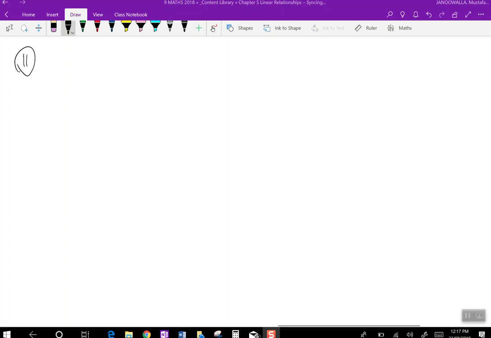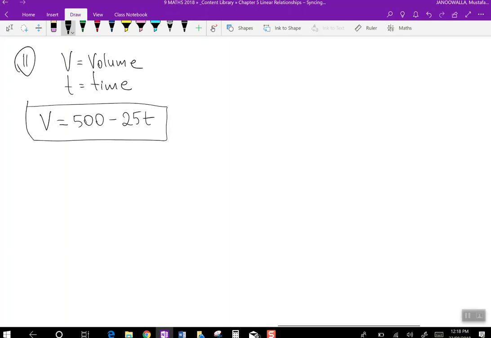the flour. The volume V, so it says V is volume of flour remaining in the tank after a given time T, so T is time, is shown by the equation V equals 500 minus 25T. Now, that is the equation that governs this question.